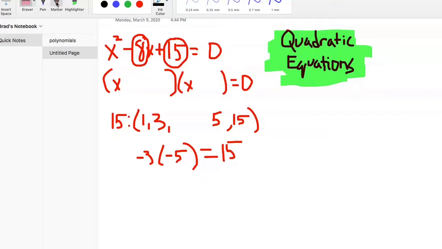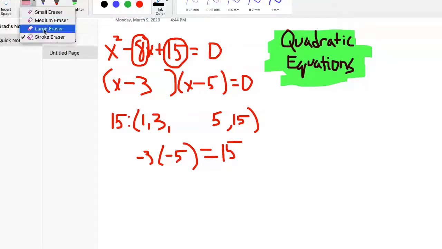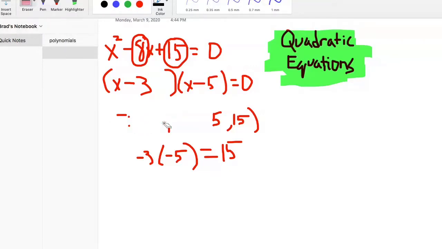Okay, get my pen back. All right, so if I go x minus 3, x minus 5 equals 0. Okay, and I'll go ahead and erase this factoring stuff that I did, so we've got some room to work with and it doesn't get all confusing and weird looking.